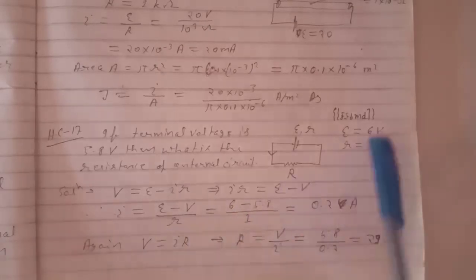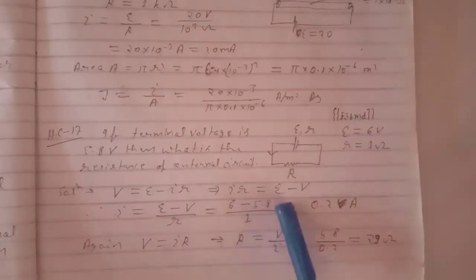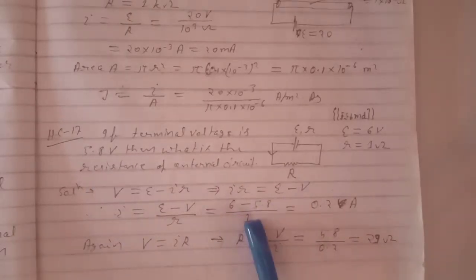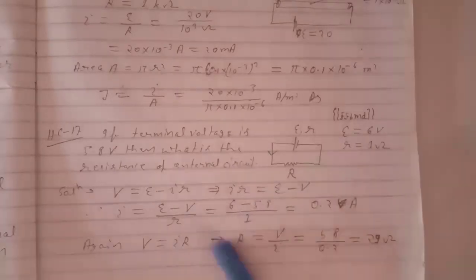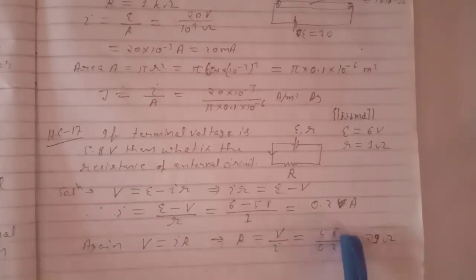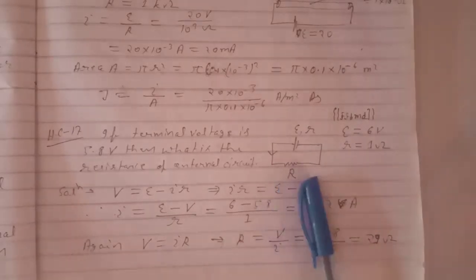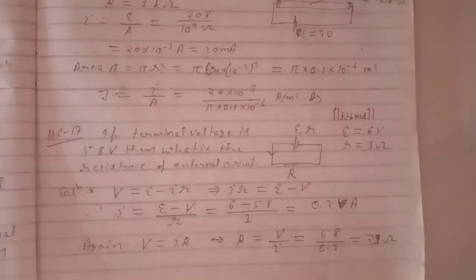So here EMF is given 6 volt, 6 minus terminal voltage 5.8 volt, 5.8, by internal resistance 1 is 0.2 ampere. So current in the circuit is 0.2 ampere. Again V equal to IR, this implies R equals to V by I. So 5.8 by 0.2 equal to 29 ohm. So the external resistance is of 29 ohm.